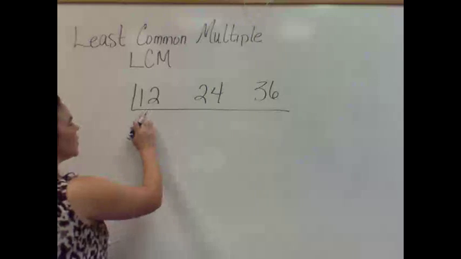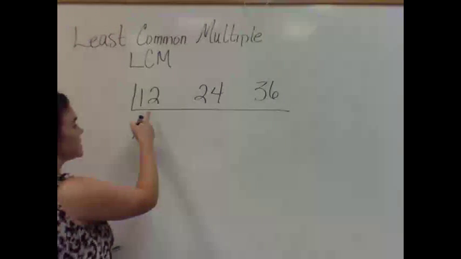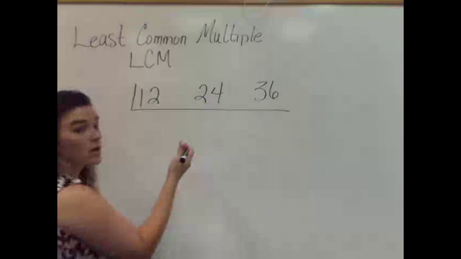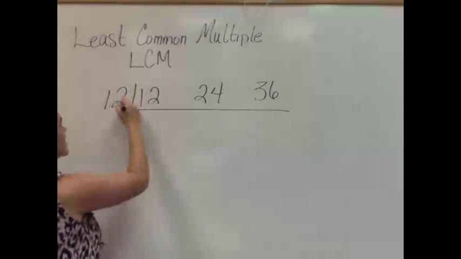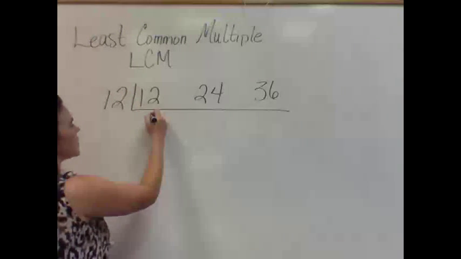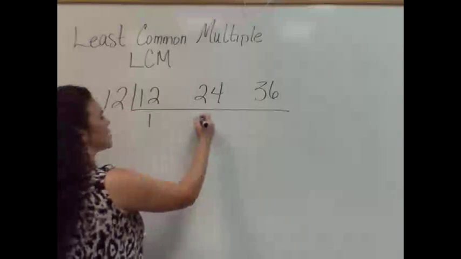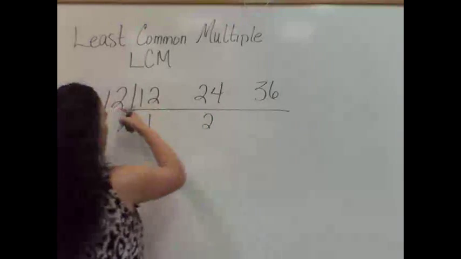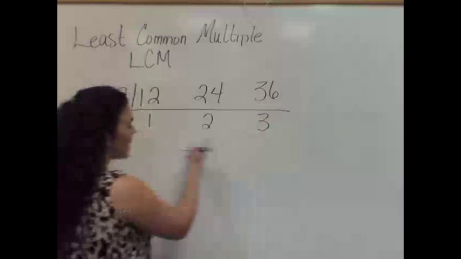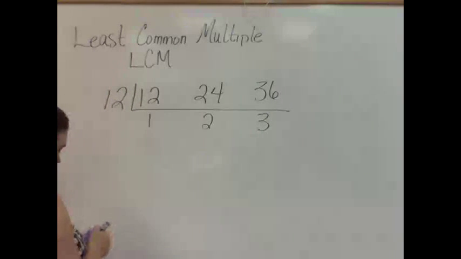Now, remember when we did the list, we noticed that 12, 24, and 36 were all divisible by 12, so I'm going to take out 12. 12 divided by 12 is 1. 24 divided by 12 is 2. 36 divided by 12 is 3. I can't find a common factor other than 1, so I'm ready to multiply.